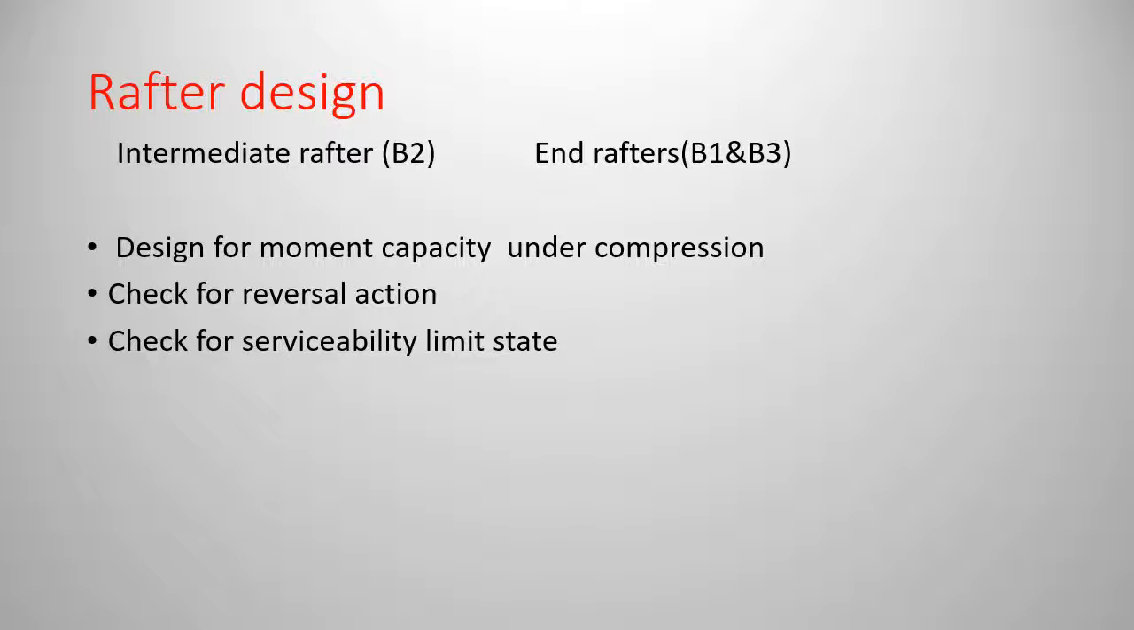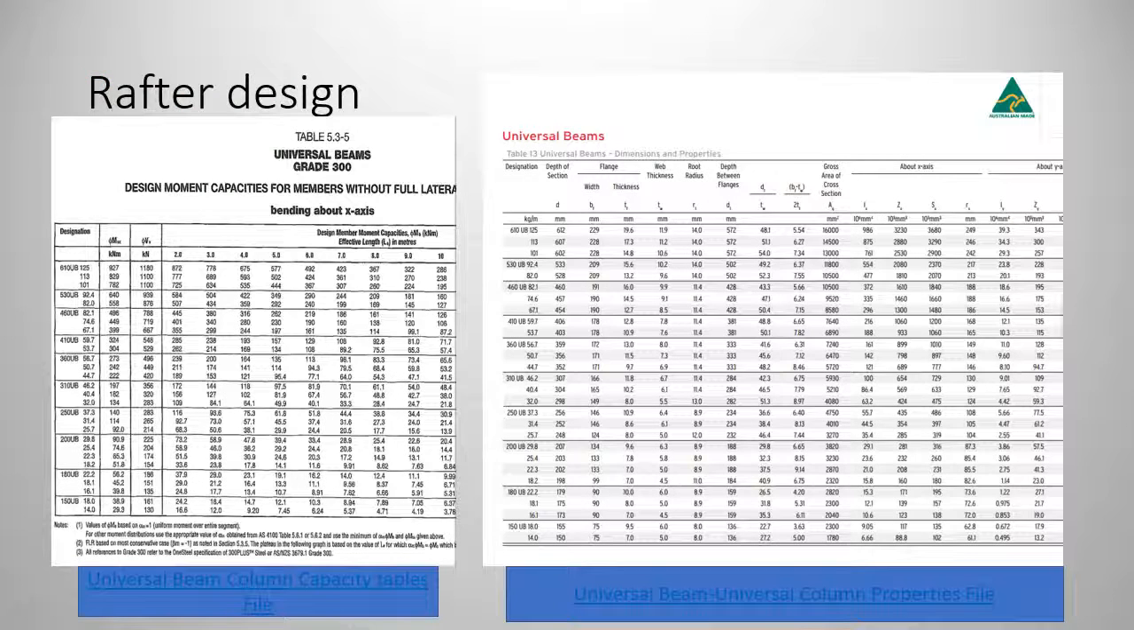The rafter is designed as a simply supported beam with uniformly distributed load. The most important thing is that the maximum deflection at midspan should be less than the deflection limit for the span of the beam. The check steps include 3 parts: design for moment capacity and compression, check for reversal action, and check for serviceability limit state. These 2 pictures are the tables used for designing rafters.